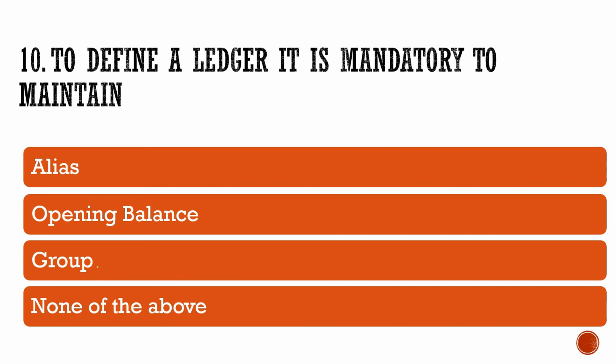But remember one thing, without a group you can't proceed. There can be an opening balance or there can't be an opening balance. Alias is also optional, but group is compulsory. So my answer is group. To define a ledger, it is mandatory to maintain a group.